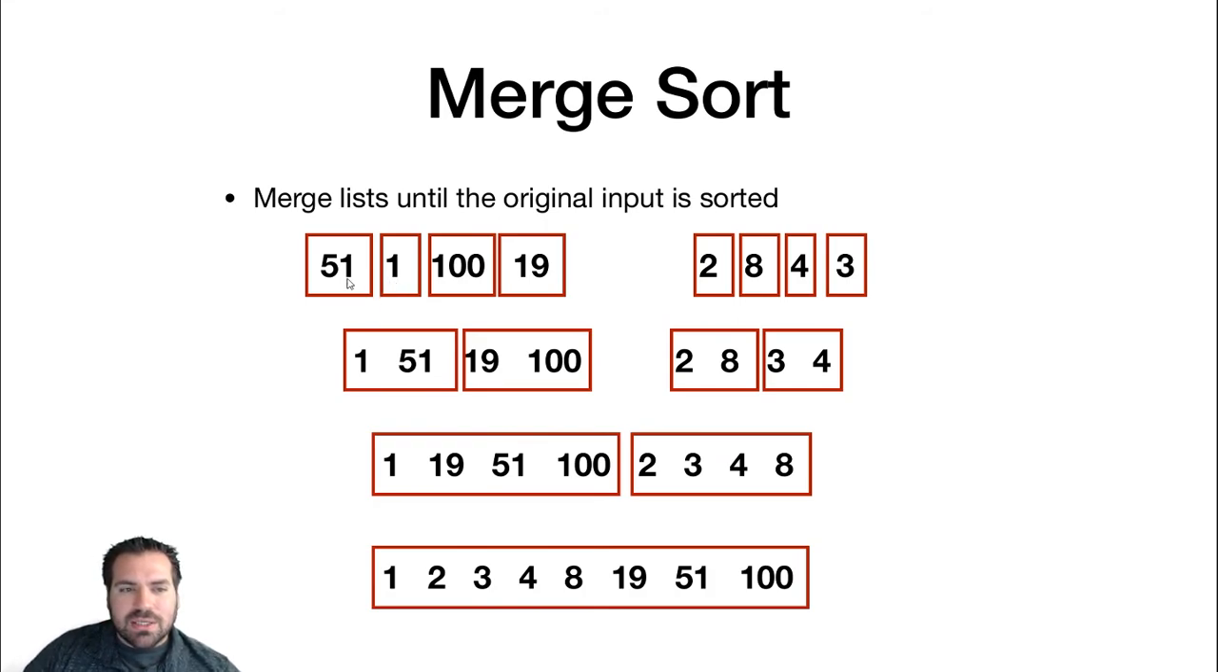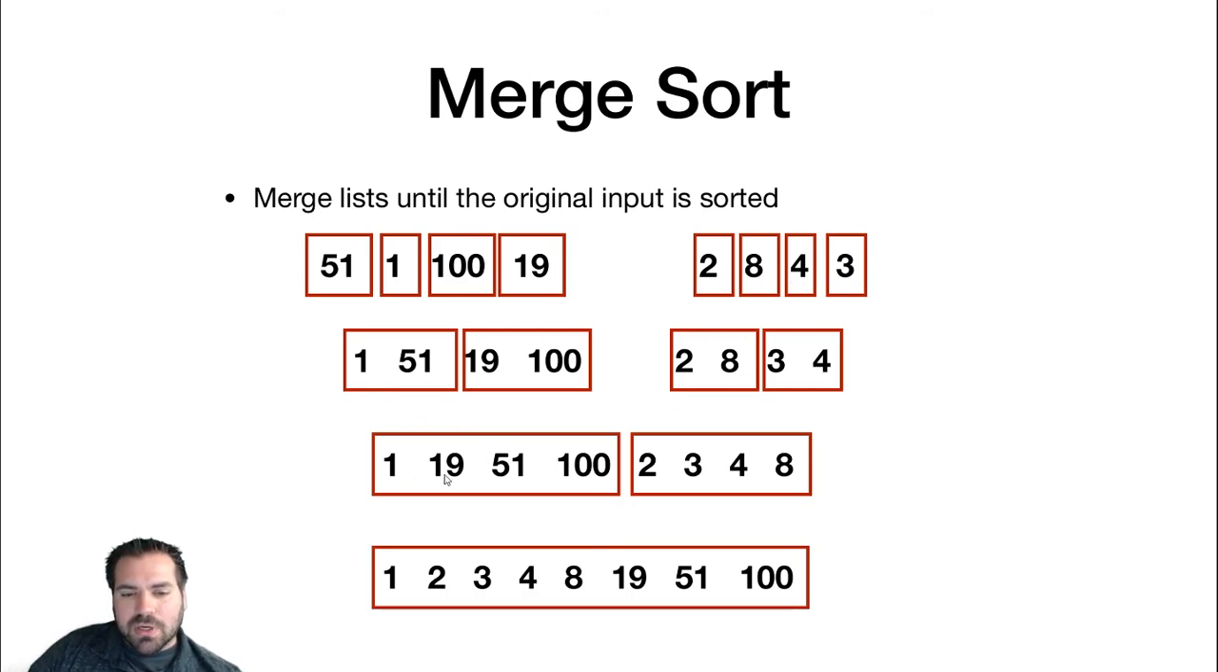a single sorted list. So we're going to compare 51 and 1. 1 is going to come first, 51 comes next. This call is going to get these two sorted lists. It's going to decide 19 goes first, then 100 goes next. And same thing on the other side. We're going to get 2 and 8 and 3 and 4.